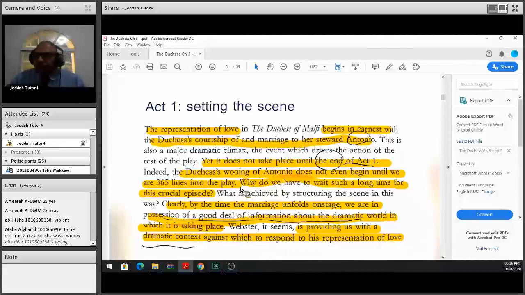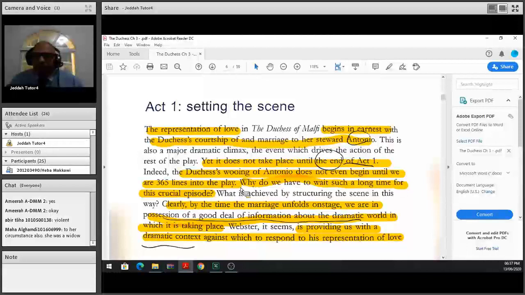So, Act One, which is typically setting the scene for the events and the incidents in the play. The representation of love in The Duchess of Malfi begins in earnest with the Duchess' courtship of and marriage to her steward Antonio. Again, does this happen right away? No. This is also a major dramatic climax, the event which drives the action of the rest of the play.